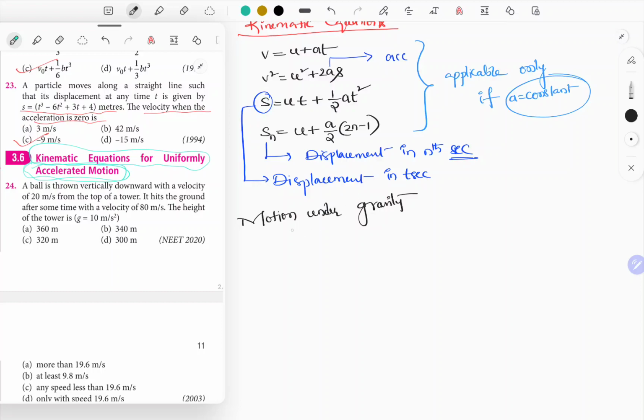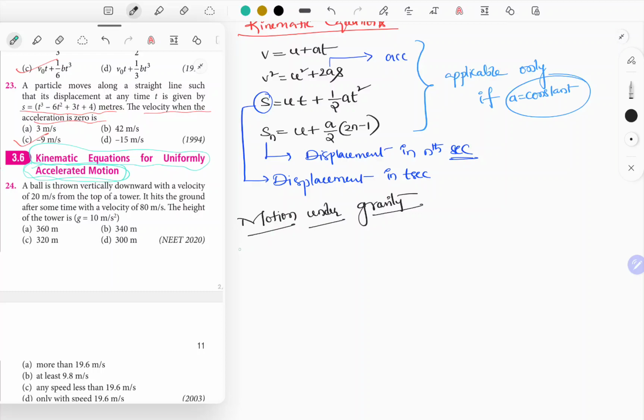So what is the meaning of motion under gravity? That means a particle is thrown vertically upward or a particle is moving downward. If there is no external force acting on this object, if you throw any object vertically upward, it falls down only due to gravity. So its velocity comes to zero first, then the object moves down. That means it is moving only due to gravitational force of attraction. That's why the numericals based on motion under gravity are also included in kinematic equations. Because acceleration due to gravity is going to be constant, right? That's why these questions are also included in kinematic equations itself.